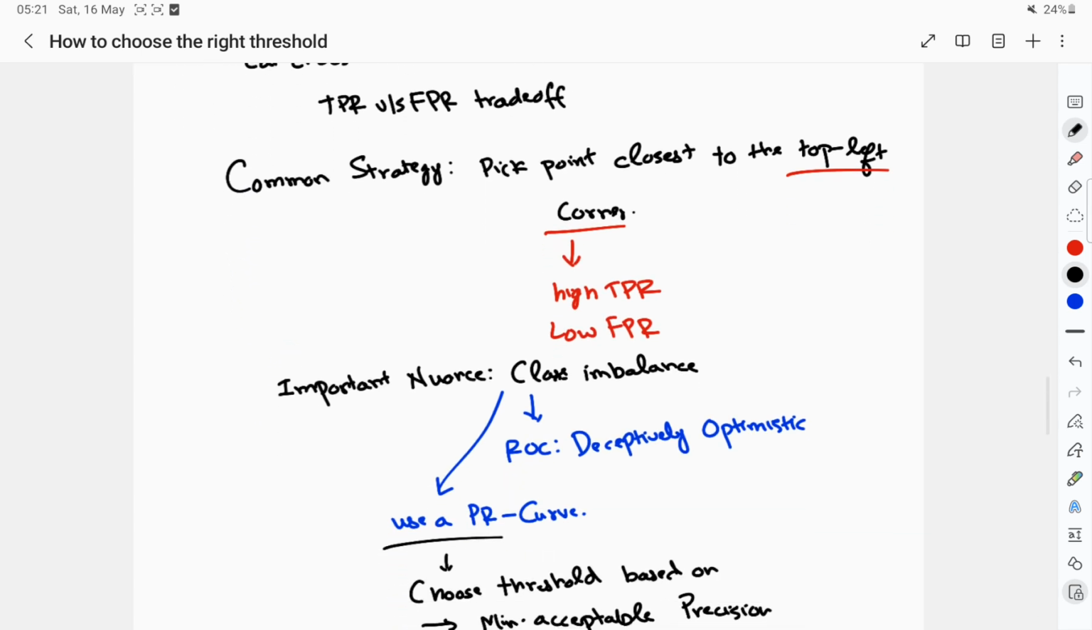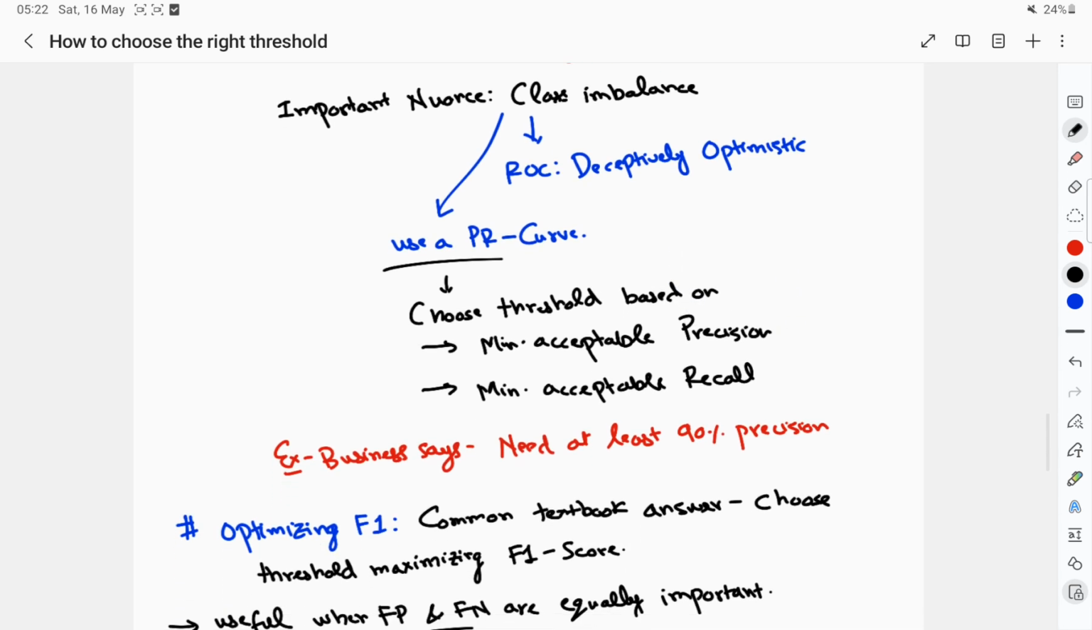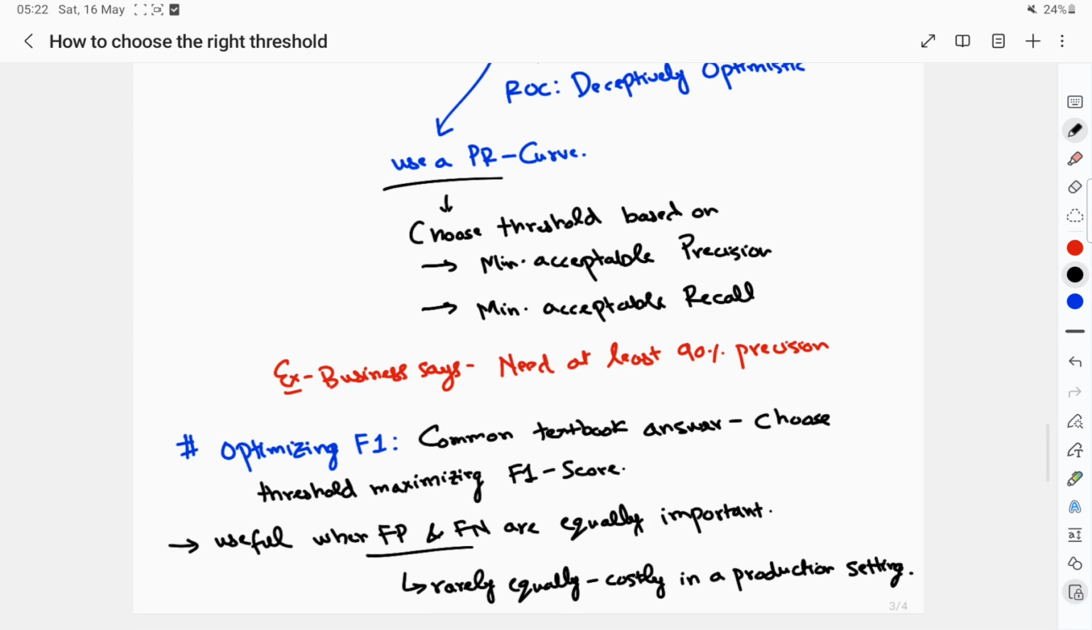There is one important nuance: when you have a class imbalance, which you will most likely have in a production data set, the ROC curve could be deceptively optimistic, because it could give you the wrong notion about your data. So definitely in that case, you should go for a precision-recall or PR curve. And you should choose the threshold based on some minimum acceptable precision and some minimum acceptable recall. So let's say, for example, your business says that we need at least 90% precision, so you can take the threshold accordingly.